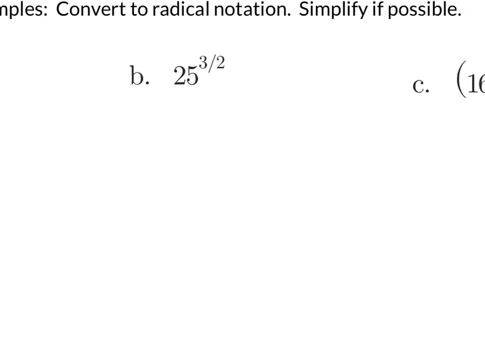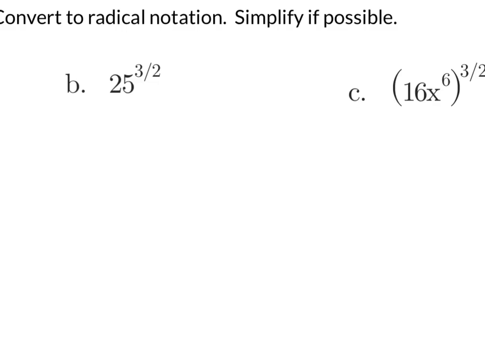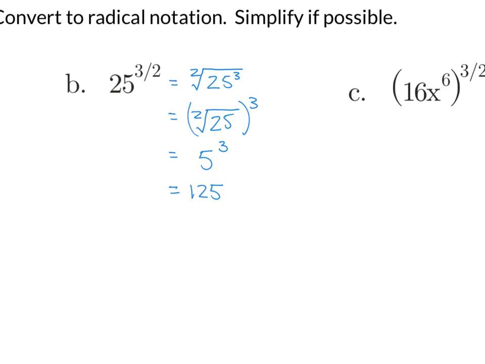Let's try another example. Let's try 25 to the 3/2. So same thing. This is equal to the square root of 25 cubed. Again, I'm going to go ahead and do my square root of 25, and then I'm going to cube it. So the square root of 25 is 5. Cubed is 125.